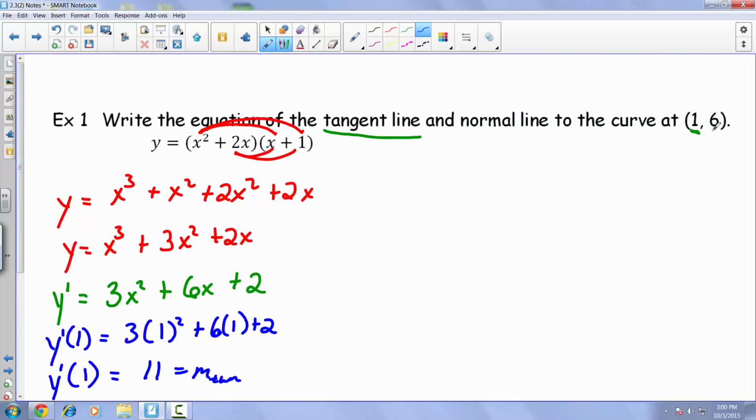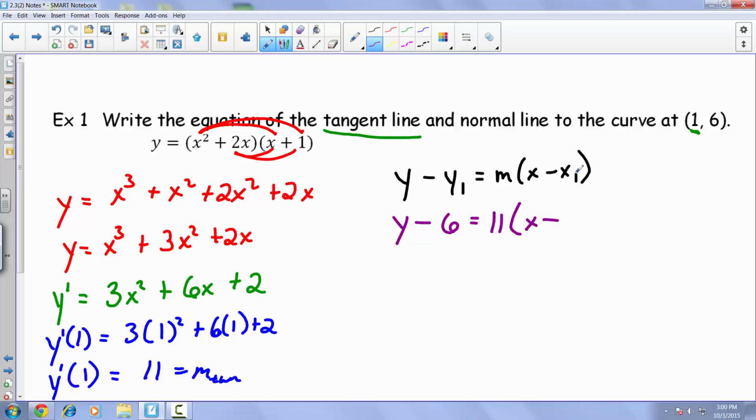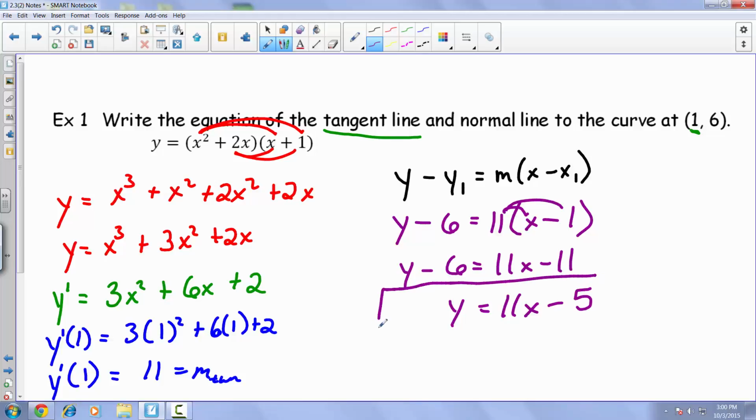Now we can use point slope with our point and our tangent slope to construct that equation of the line. Point slope again is y minus y1 is equal to m times x minus x1. Plugging in our items, we have y minus 6 is equal to our tangent slope 11 times x minus our x1, 1. From here, all it is, is simplifying. We have y minus 6 is equal to 11x minus 11. Adding 6 over, y is equal then to 11x minus 5. So again, this would be our tangent line.